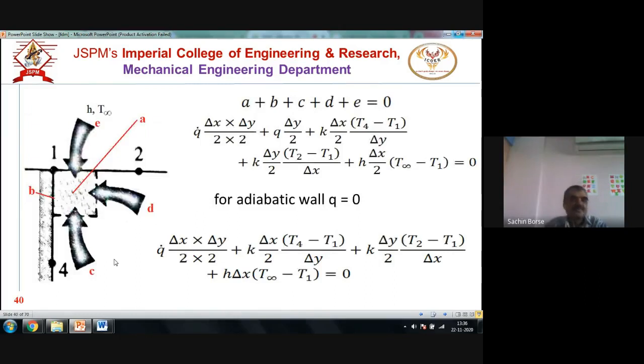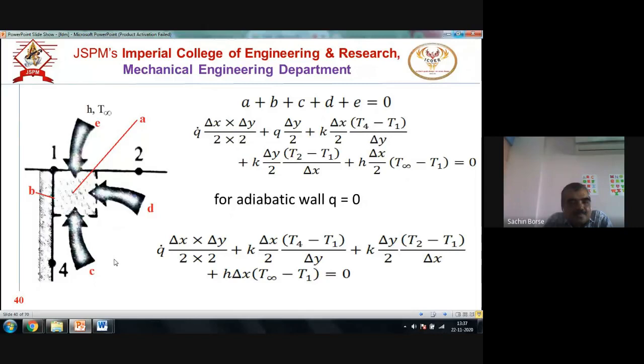Now you can see here, on the left hand side there are nodes number 1, 2, and 4. What I did here was make one element between the midpoint of 1 and 2 and the midpoint of 1 and 4. Now we have to apply the energy balance on this element. Please understand here. I have written A, B, C, D in red color; these are the heats going into the element. A is the heat generated, which is Q dot into the volume.